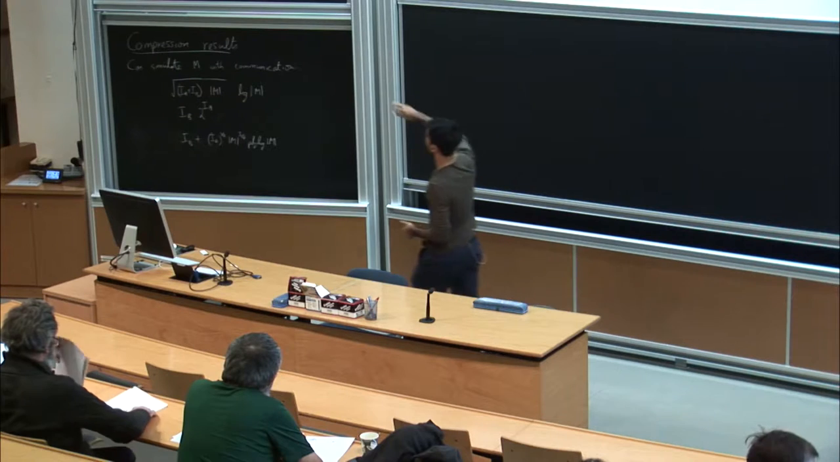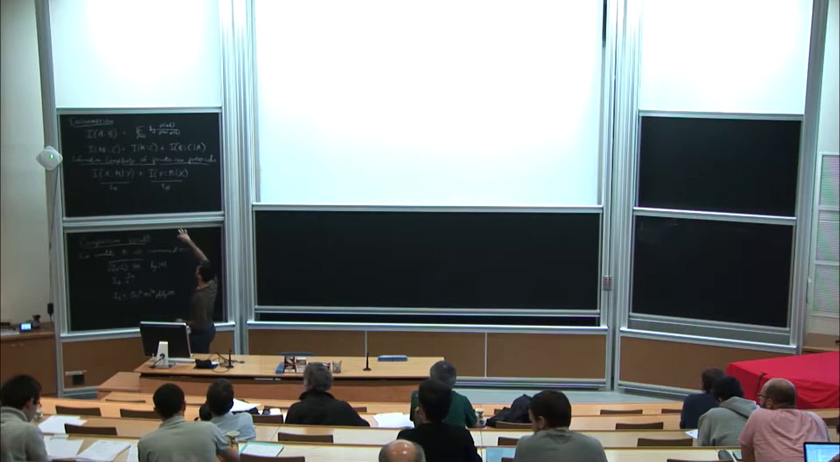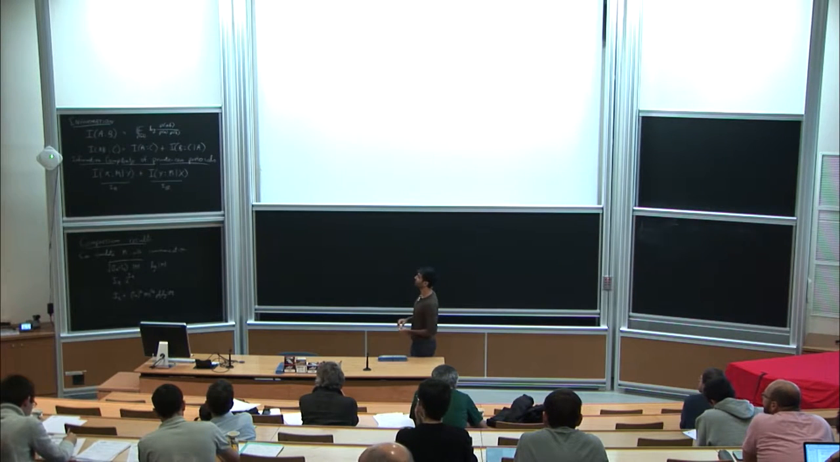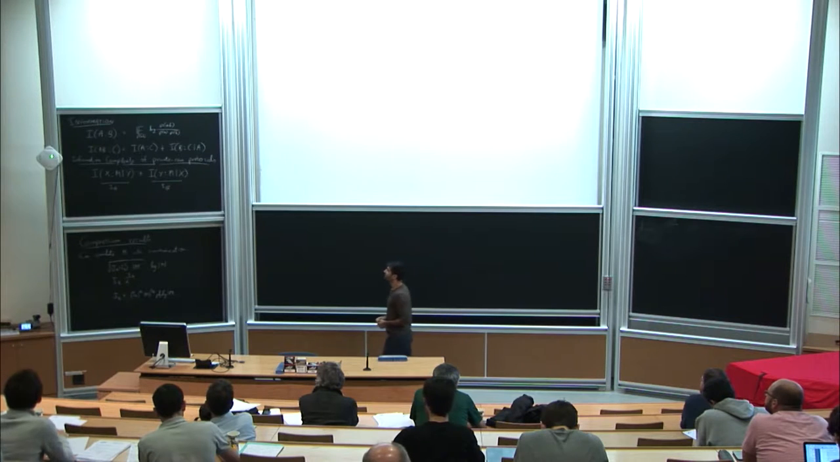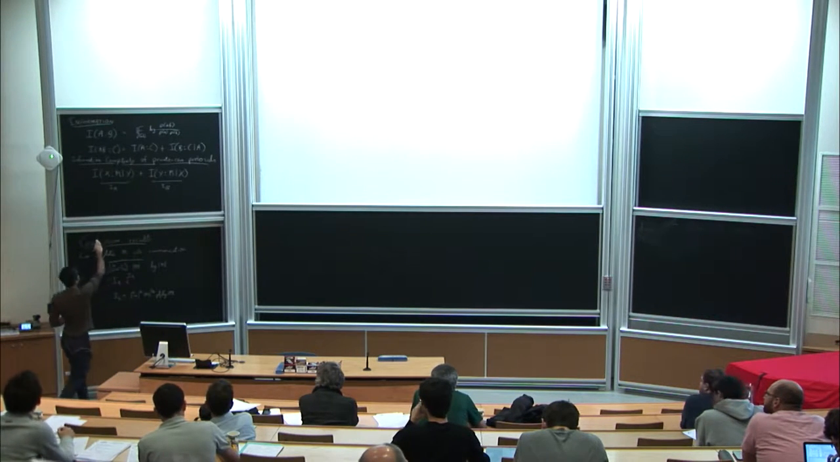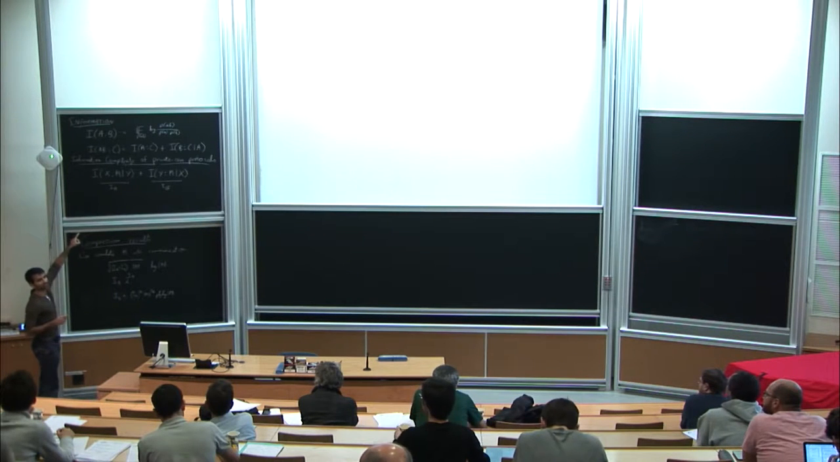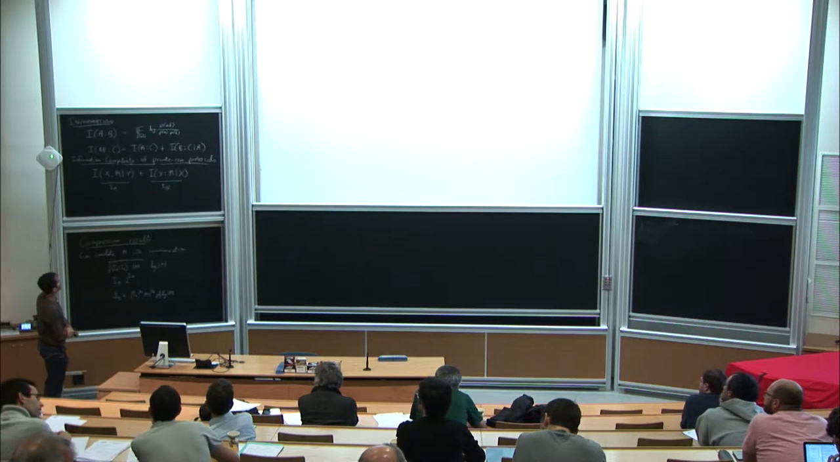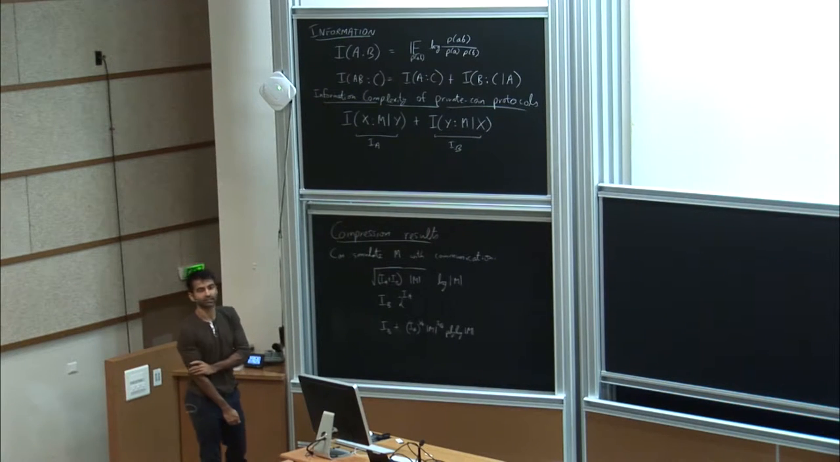Which I defined here. So the information complexity of a private coin protocol is expressed there, where the inputs are X and Y, and the messages exchanged in the protocol are M. Then the first quantity captures how much information Alice reveals to Bob. And the second quantity captures how much information Bob reveals to Alice during the execution of the protocol.